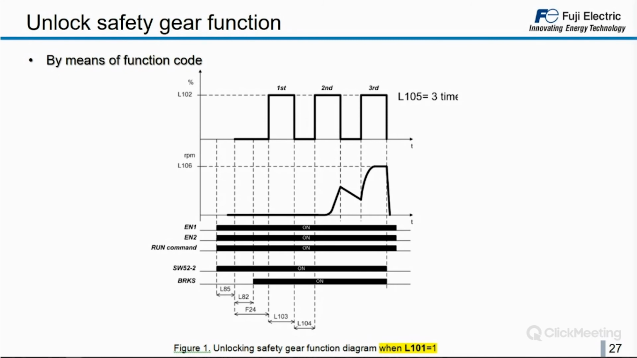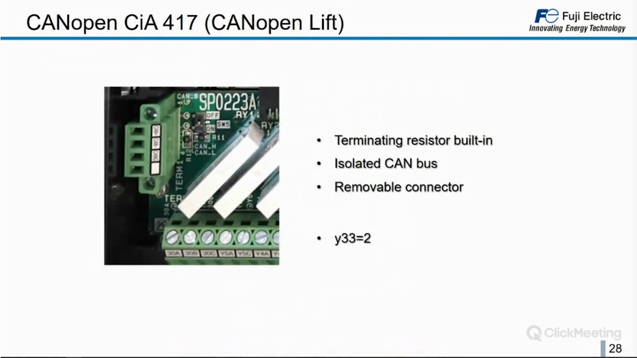Good, so that's all. Let's move to the next function. Actually, this is a function that could create a new webinar, because it's a very extended function. There are a lot of options. We just want to describe it very briefly, and we have the manual of this function, which is CANopen CiA 417, on our webpage. You can check it. If you're interested, please contact us. And if we think it makes sense to make a webinar for this, we will consider it, why not.